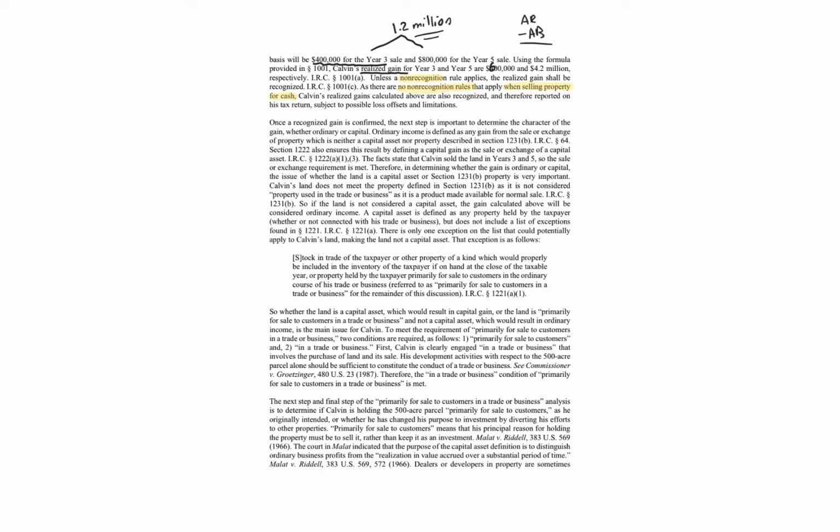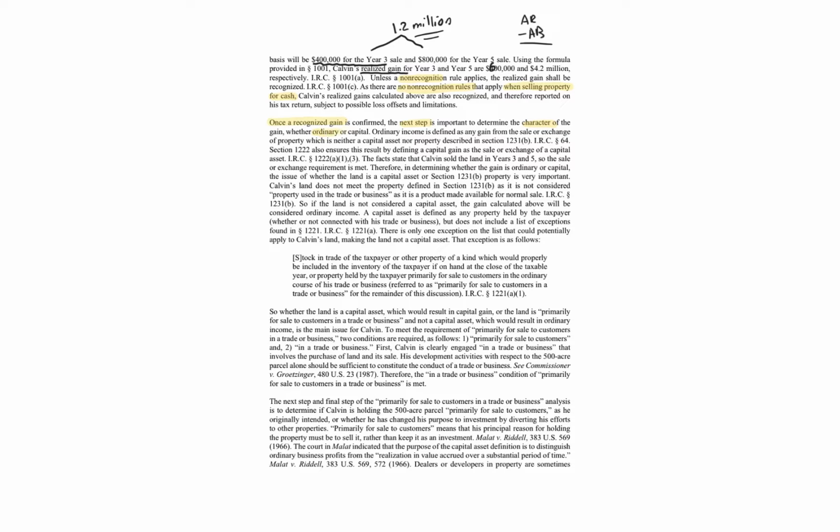So those amounts, $600,000 in year 3, $4.2 million in year 5, they will be recognized as well. They will be recognized and reported on the tax return unless there's some type of loss offset or something. So once we determine the recognized gain, the next step is to determine the character of the gain.